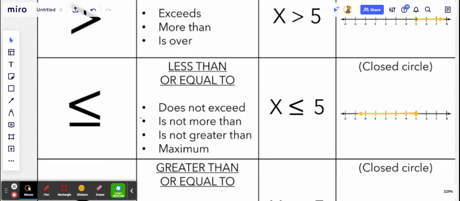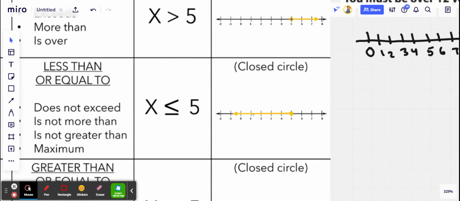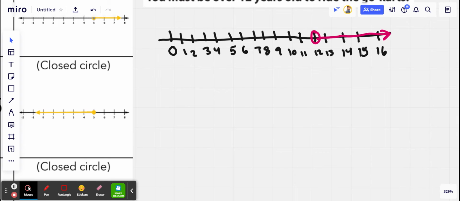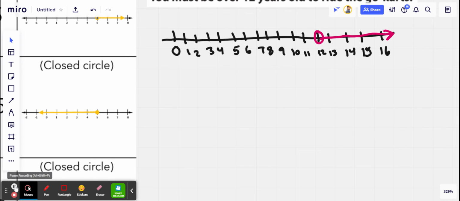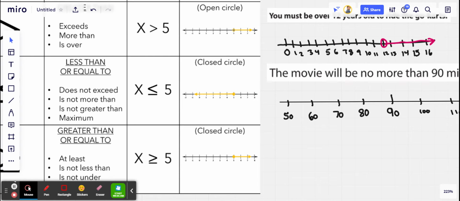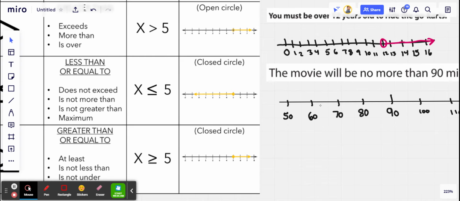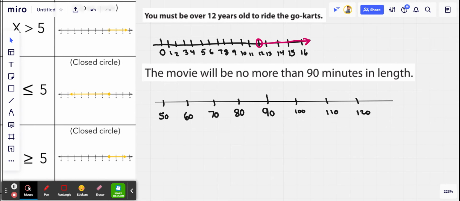Now we're going to look at an example of less than or equal to. See this example graph right here? They have a closed circle because it's less than or equal to this number. So let's pull up an example problem here. Now we're going to take a look at less than or equal to. All right, so this is an example here.